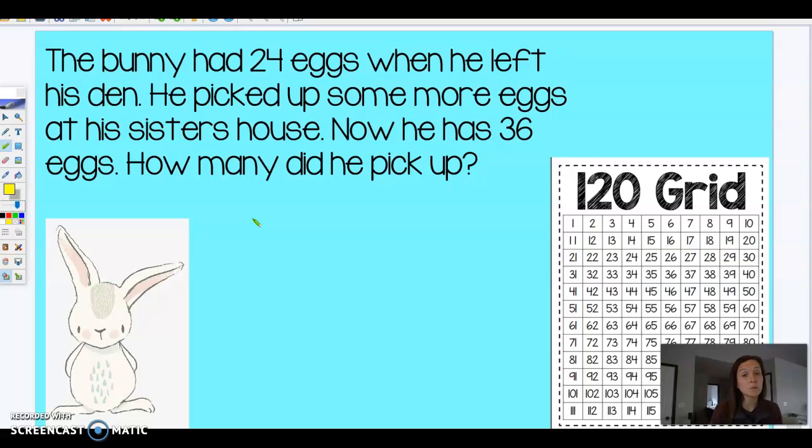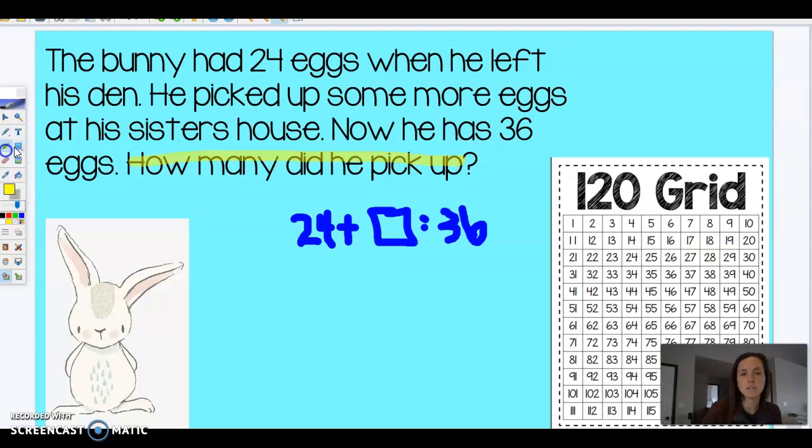Okay, so this is a different one. We got an unknown somewhere else here. He had 24 eggs. He picked some up, and now he has 36. But the first thing, find my question. How many did he pick up? We don't know how many he picked up, but we know that he added, because if you're picking more up, you're adding, you're getting more. But he has 24 when he left. He picked some up, and now he has 36.